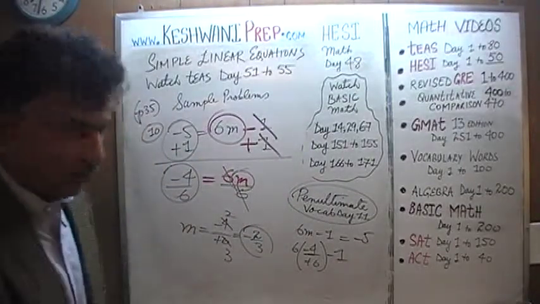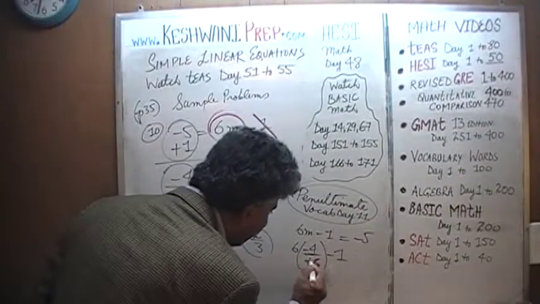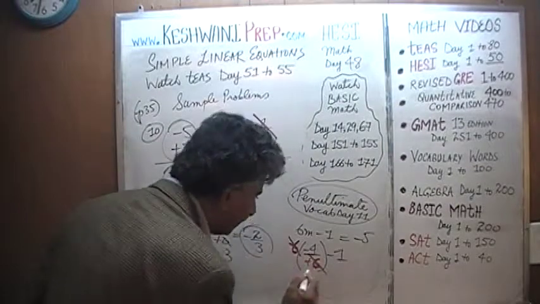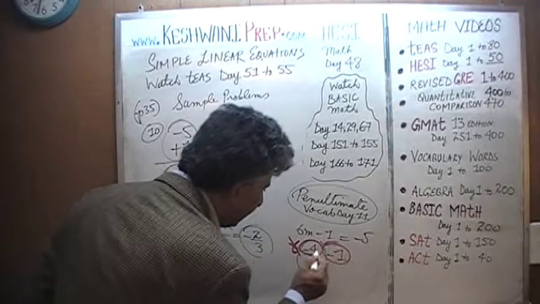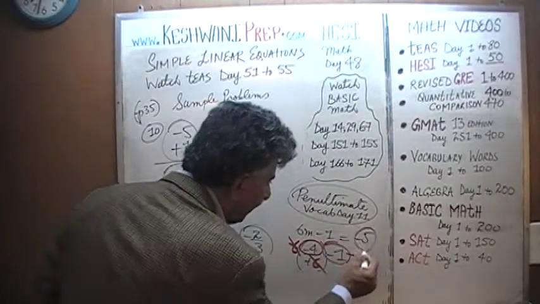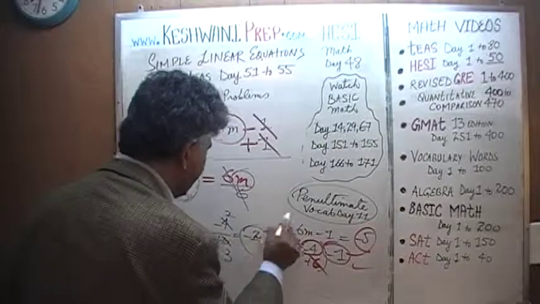So here we have a 6 on the bottom, we have a 6 on the top. They're going to kill each other, and we are left with negative 4 and a negative 1. Negative 4 and a negative 1 is negative 5. It checks out. It's fine. This value is correct.